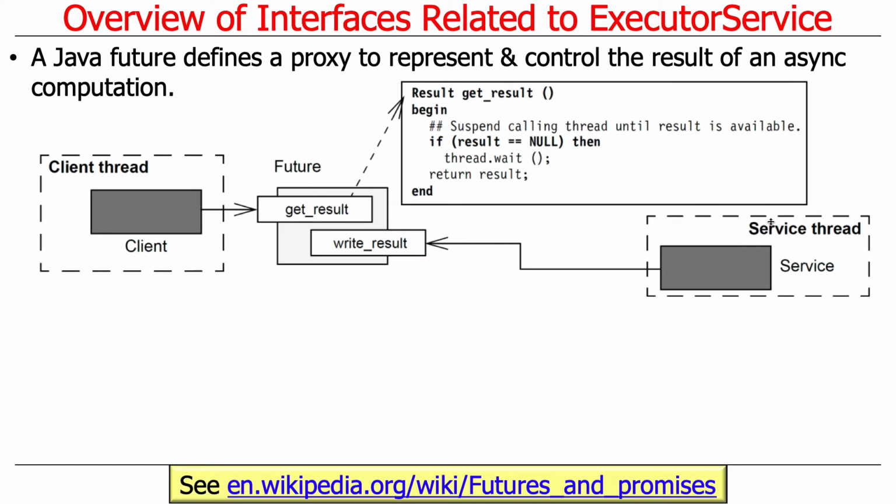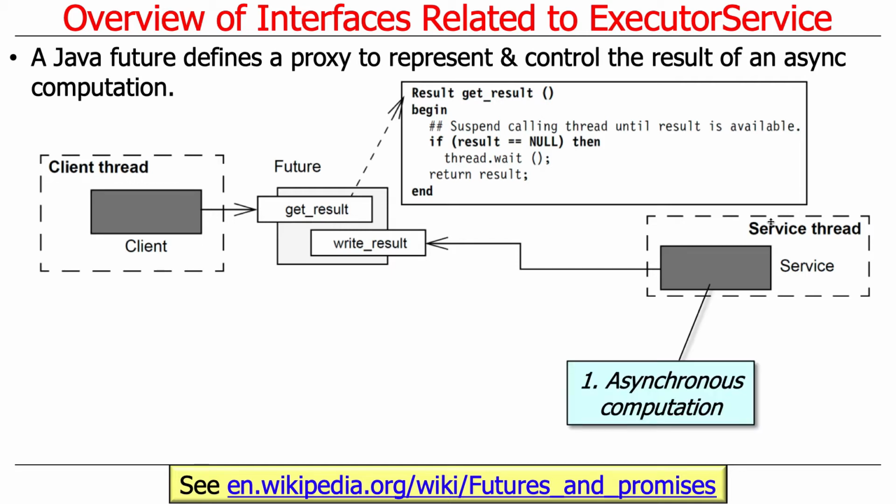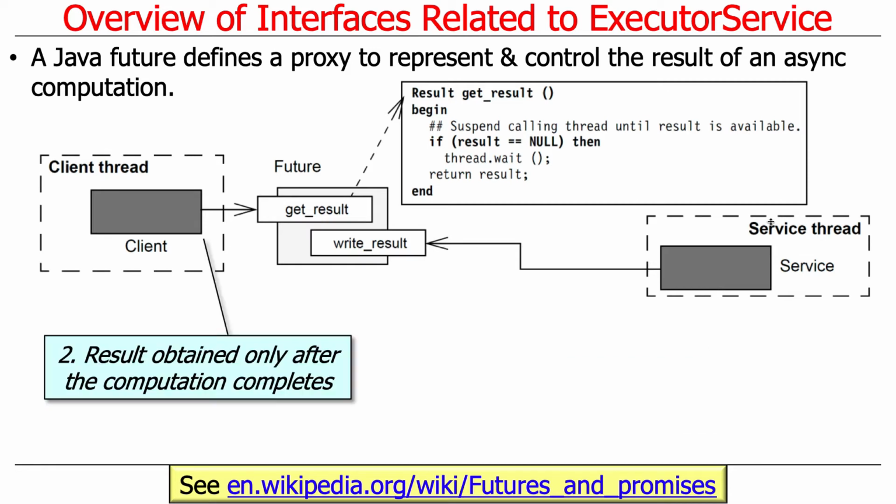You can basically think of a future as a proxy that represents and controls the result of an asynchronous computation. That's basically what a future does underneath the hood. So what you can have is some asynchronous computation running in some thread in a thread pool. And when that computation is done, then the result will be made available to the client, which can then, quote, get the result.